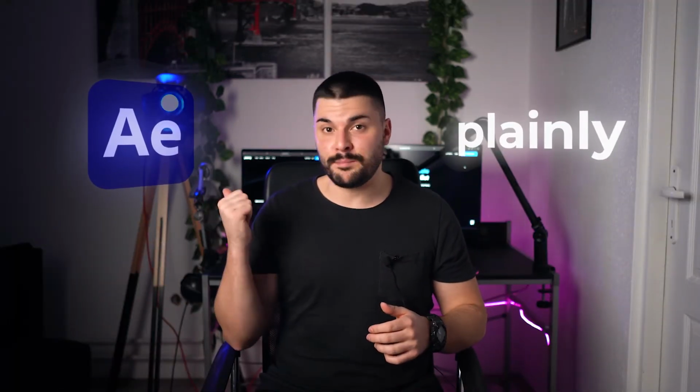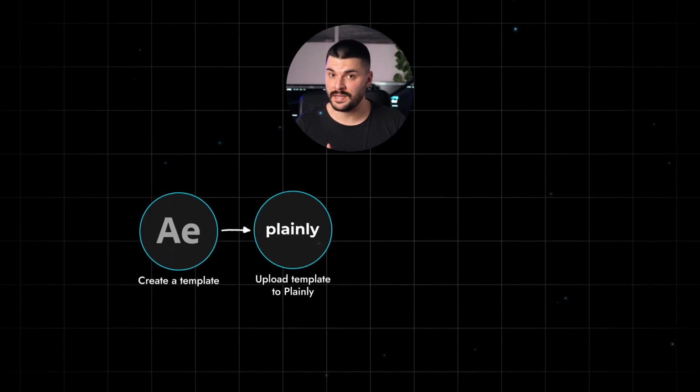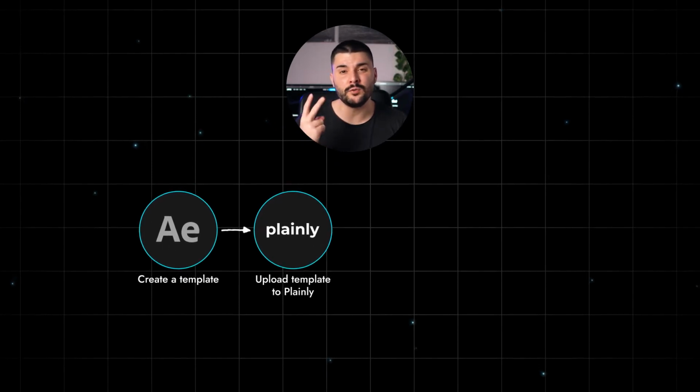What if I told you you can create an automation that will do everything that we've just mentioned? All you need is After Effects and Plainly. First, create a template in After Effects, then upload it to Plainly and set it up. From here we have two options.